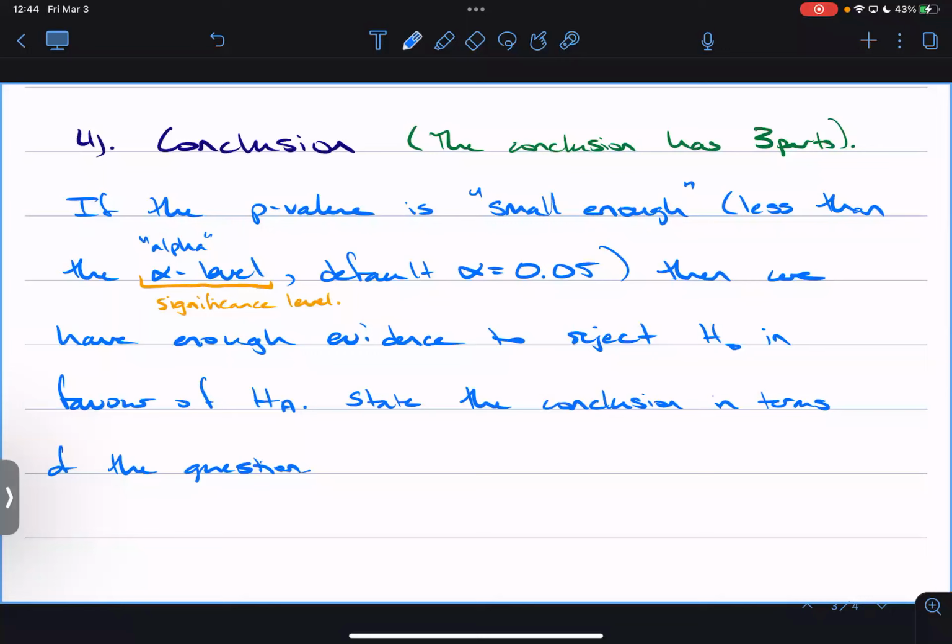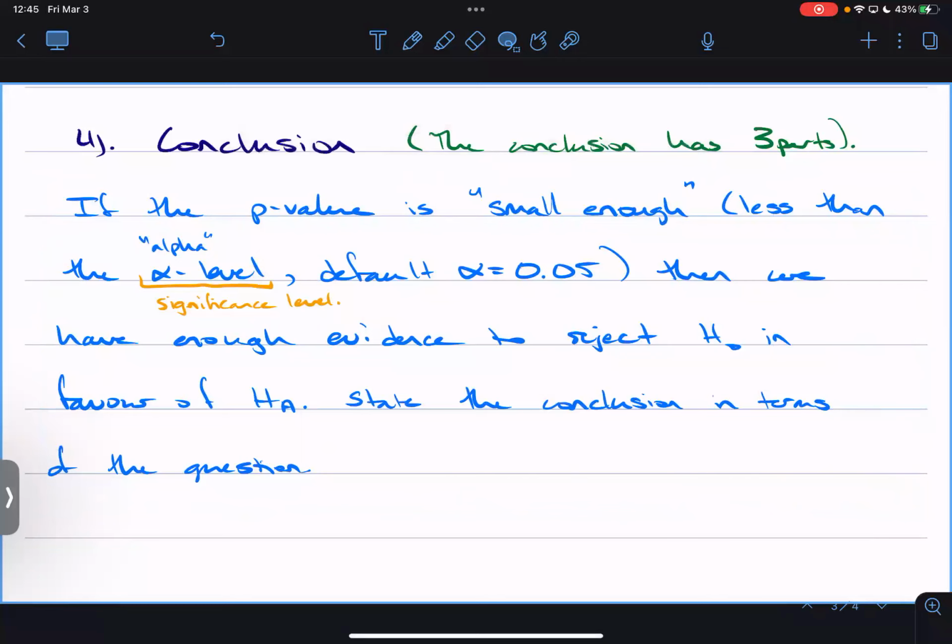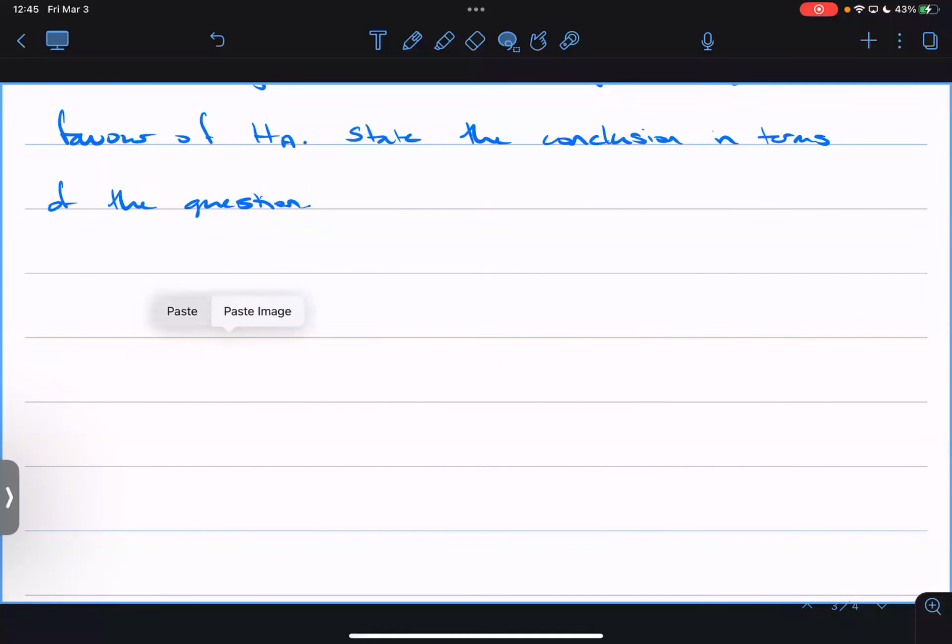What's the alternative? What if the p-value is not small enough? So what if it's not less than 0.05? Then we do not have enough evidence to reject H naught. And if you're not rejecting it, then you don't have to say the "in favor of HA," because it doesn't mean anything. And then you can state what that means in terms of the question. So here, I'm just going to copy this and paste it.